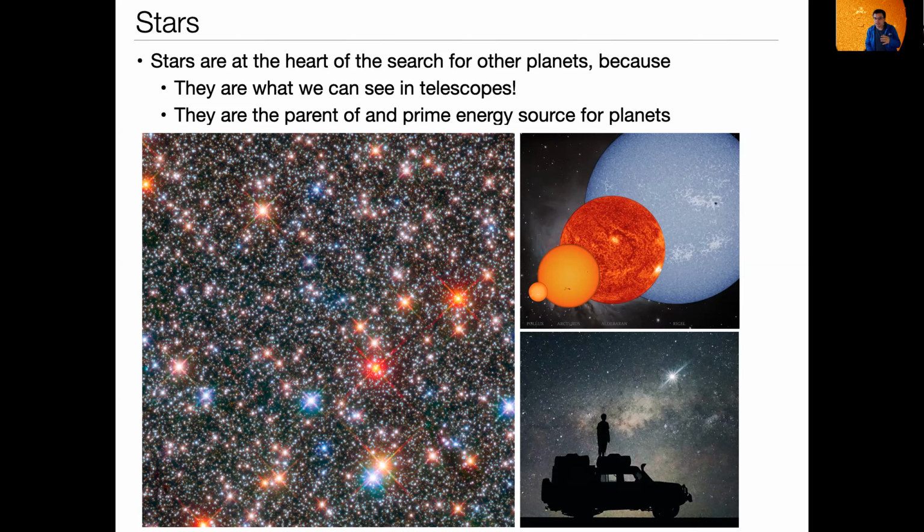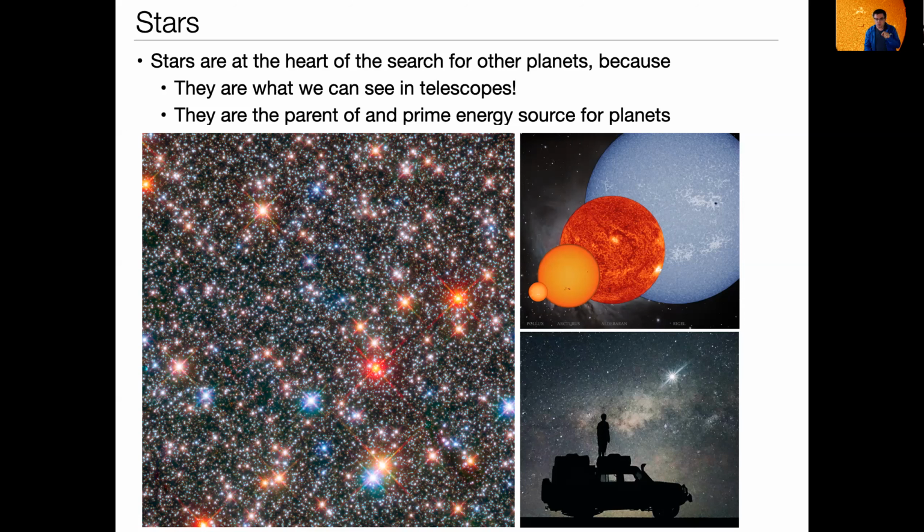Now, as our technology gets better, we can actually image light from individual planets. We'll show you some movies of that later in the week. And we can actually see the signature of planets in the lights of stars. And we'll talk about that on Wednesday as well.